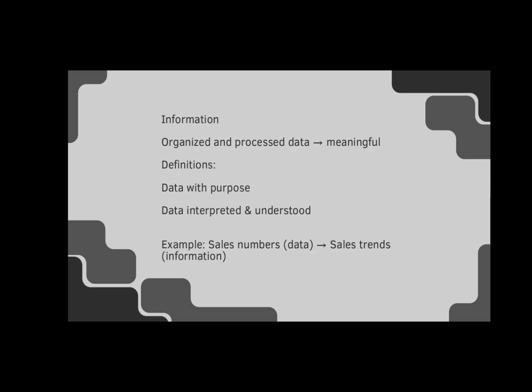Information. Organized and processed data. Meaningful. Definition: data with purpose. Data interpreted and understood. When data is organized, it becomes information.